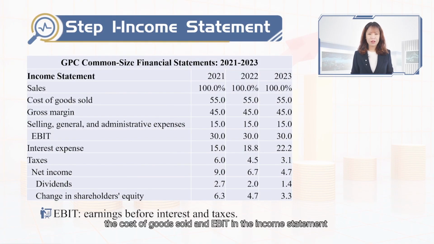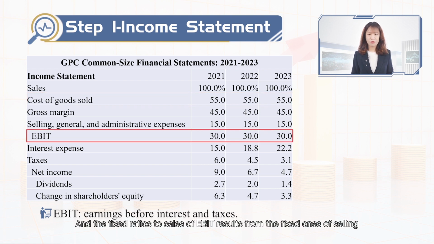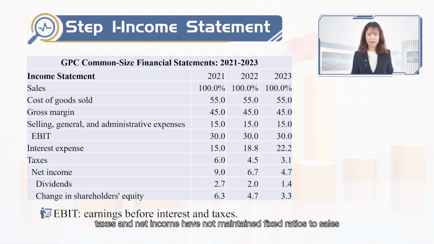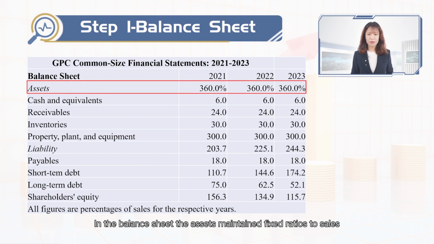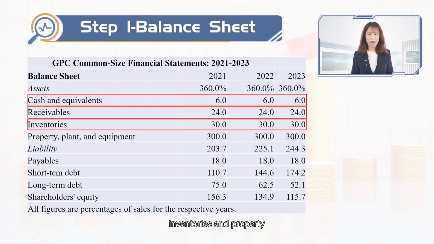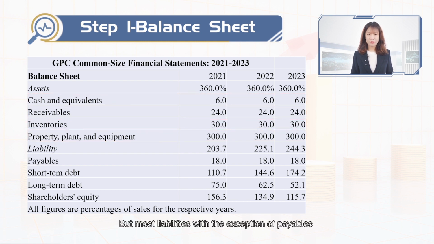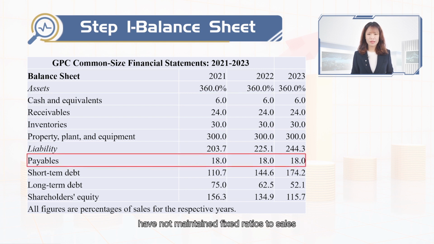In the case of GPC, the cost of goods sold and EBIT in the income statement have maintained fixed ratios to sales. Note that the fixed ratio to sales of cost of goods sold leads to the fixed ratio to sales of gross margin, and the fixed ratio to sales of EBIT results from the fixed ones of selling, general, and administrative expenses. But the interest expense, taxes, and net income have not maintained fixed ratios to sales. In the balance sheet, the assets maintained fixed ratios to sales. The following specific items, cash and equivalents, receivables, inventories, and property, plant, and equipment also maintained fixed ratios to sales. But most liabilities with the exception of payables have not maintained fixed ratios to sales.